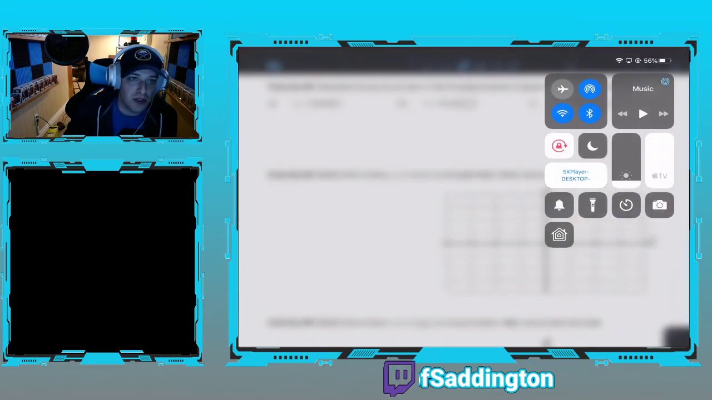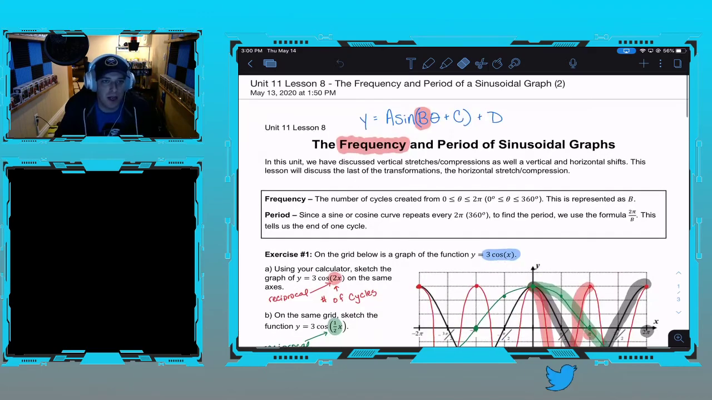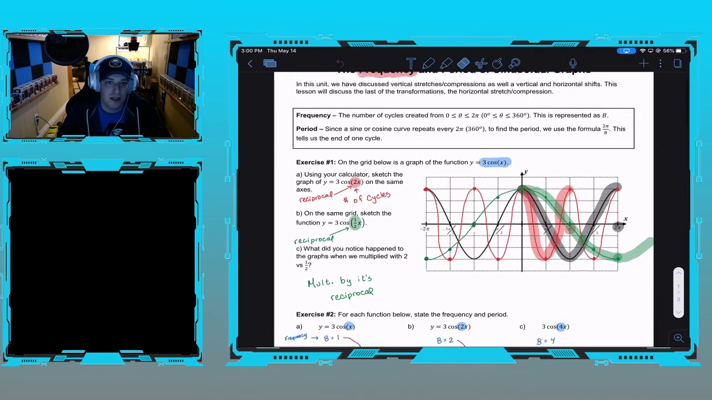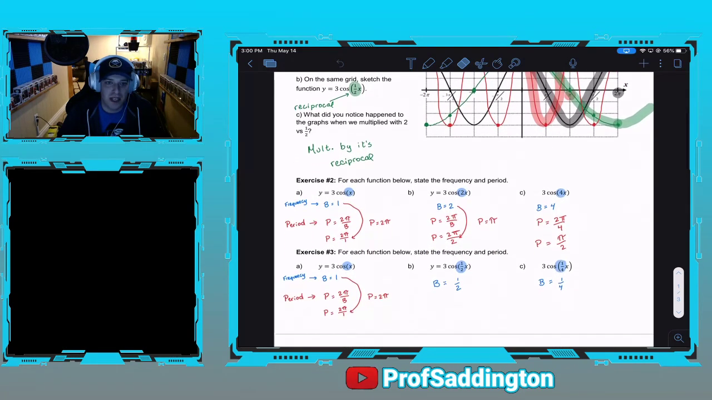We're going into the second page of Unit 11, Lesson 8. So here's the wonderful first page.